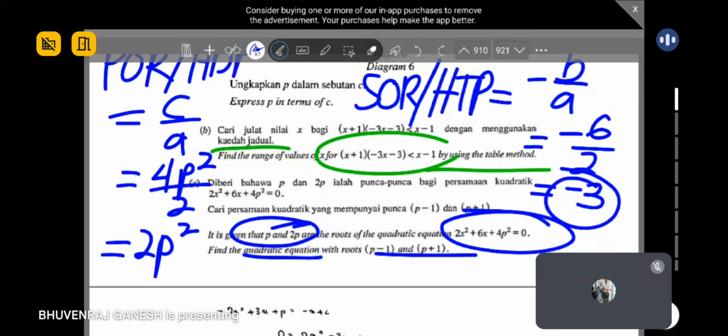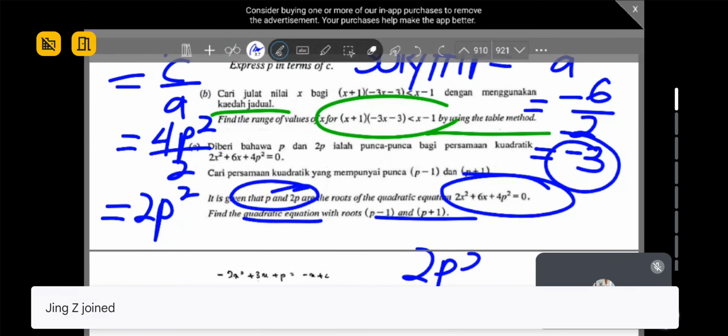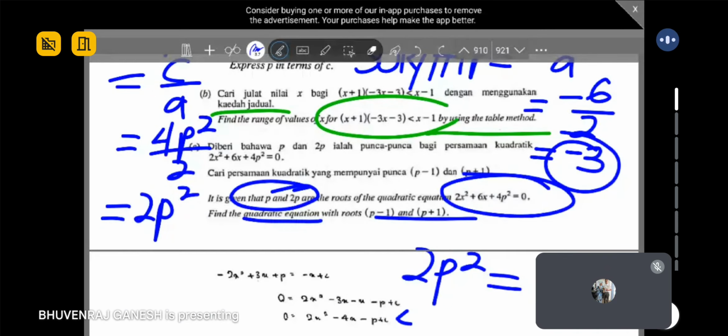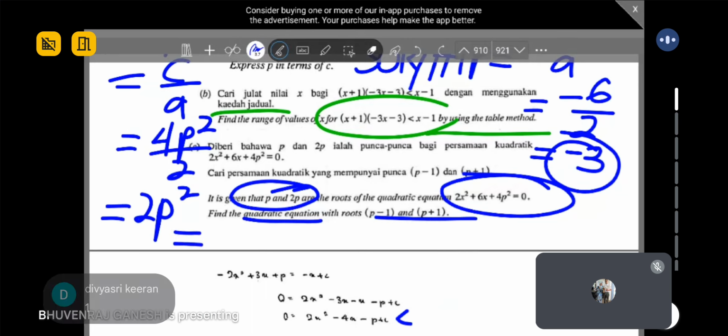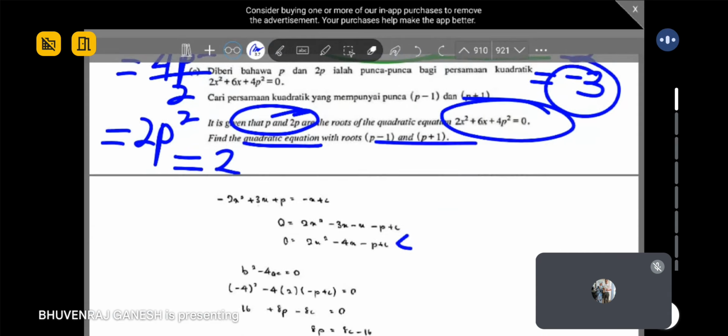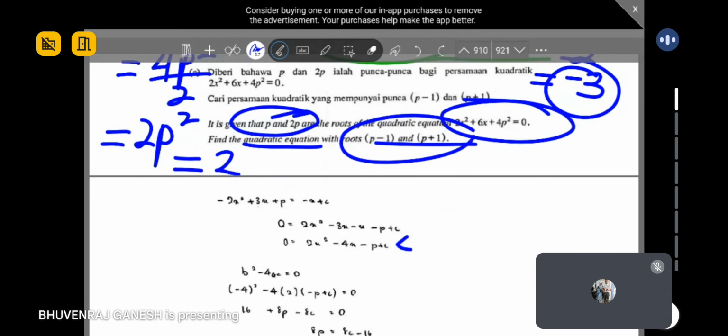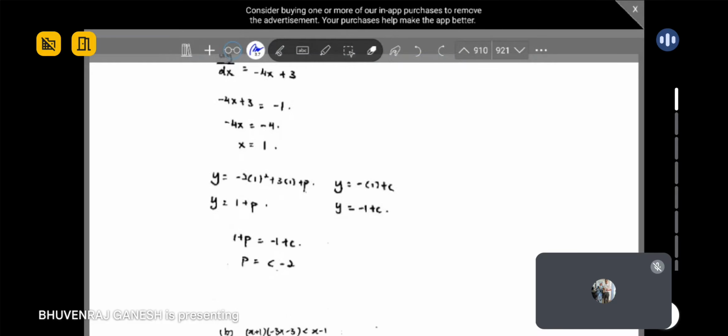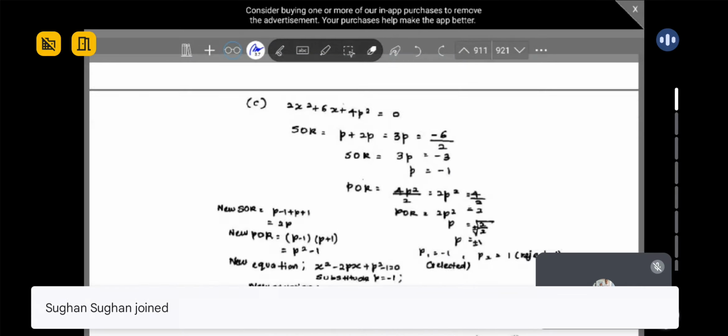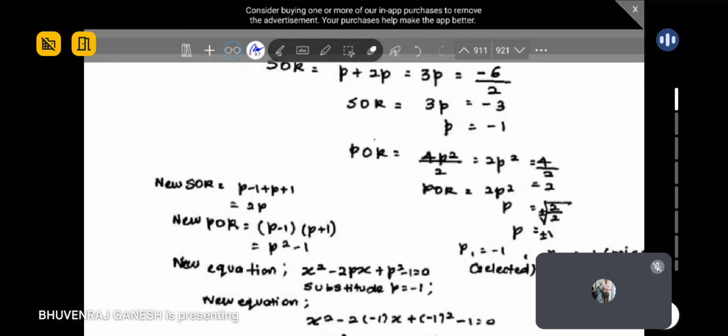Okay, next one. You can find POR. Okay, so POR, you have 2p squared equal to... okay, so over here, you already get the p value. So you can just substitute lah. Okay, gantikan saja p equal to negative 1. Okay, so you will get your POR equal to 2. Okay, so POR you should get 2 as your answer. Alright, so now you must find your new SOR and new POR. Cari SOR dan POR baru. Okay, so you will get something like this. So you just substitute the value only.